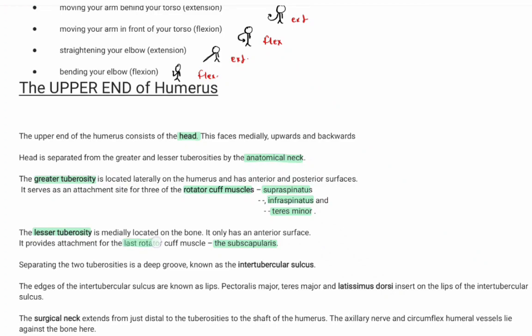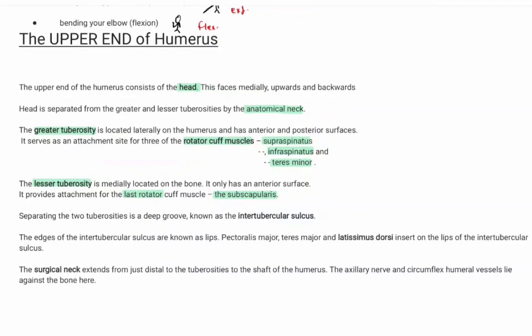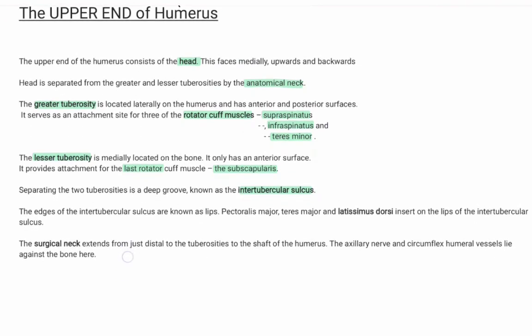Three of these rotator cuff muscles attach on the greater tuberosity, and the last rotator cuff muscle, the subscapularis, attaches on the lesser tuberosity. Separating the tuberosities there is a deep groove known as the intertubercular sulcus.